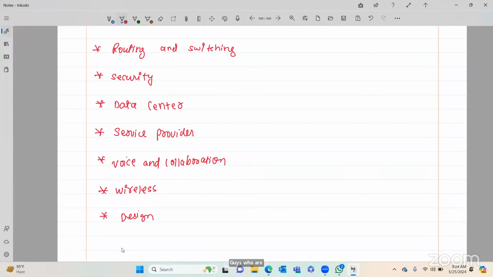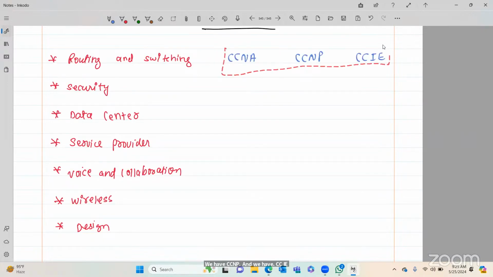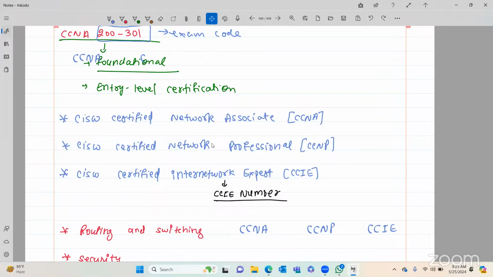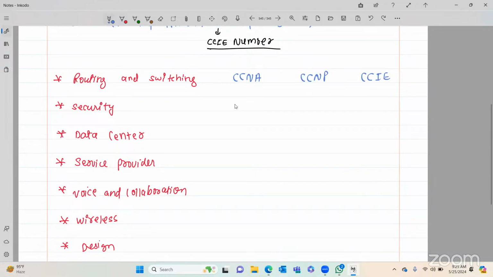Now, in each domain, we have courses, or you can say levels. We have CCNA in routing and switching. We have CCNP and we have CCIE. So guys, in every domain you have CCNA, CCNP, CCIE. Okay. Let me write it down. CCNA, CCNP, CCIE.